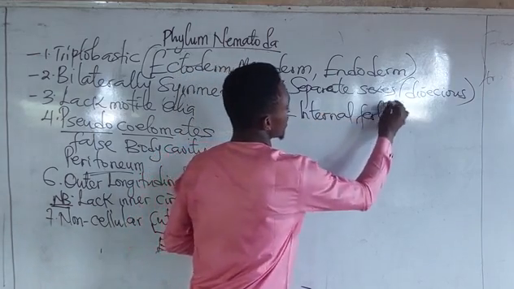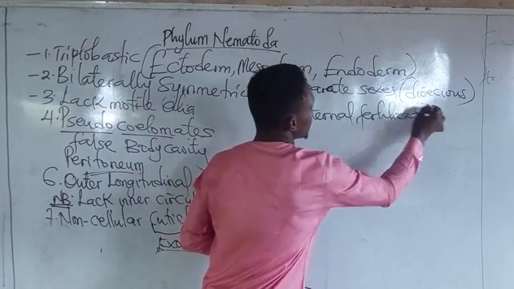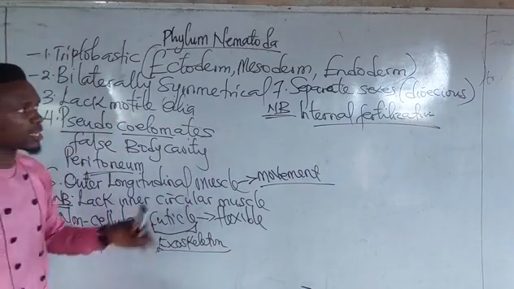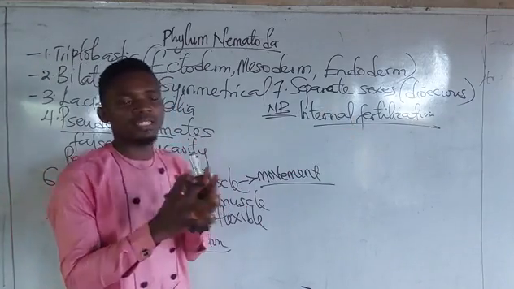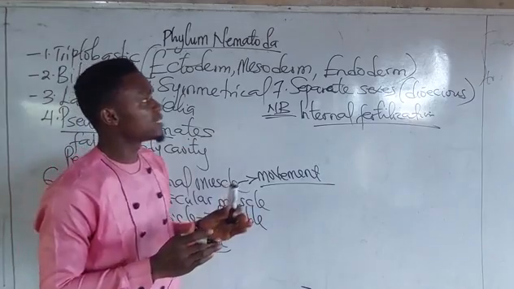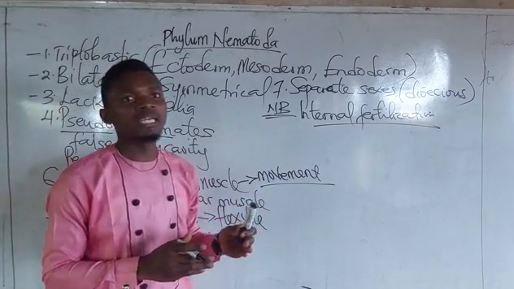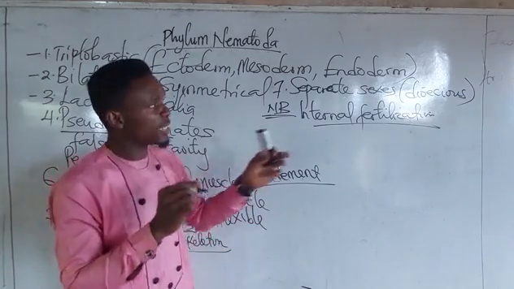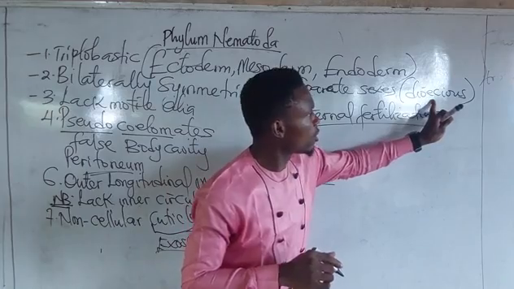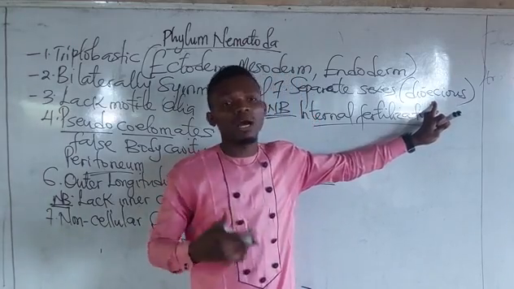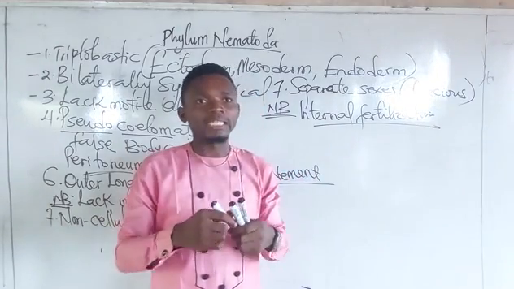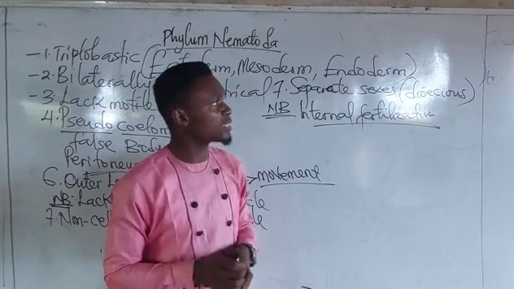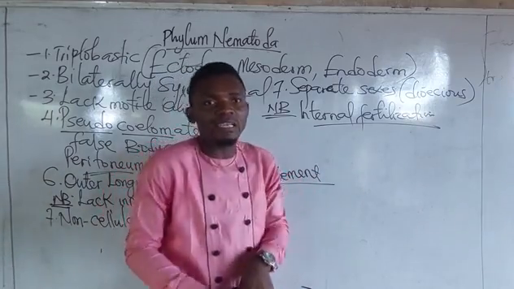They exhibit internal fertilization. Very, very important. Internal fertilization, right? They are dioecious, that is, they have different sexes. That is, the male sex organ is found in just one organism. Dioecious organisms are organisms that have their reproductive organs in different organisms, right? They are not found in the same organism.